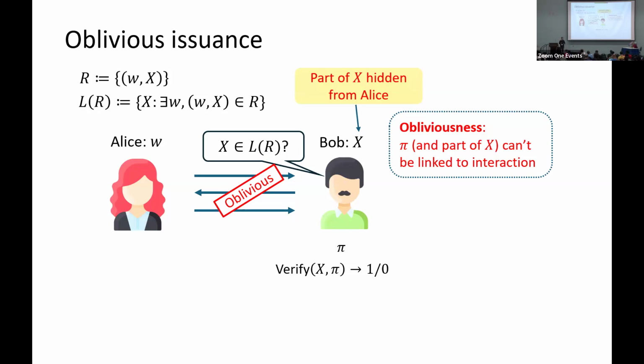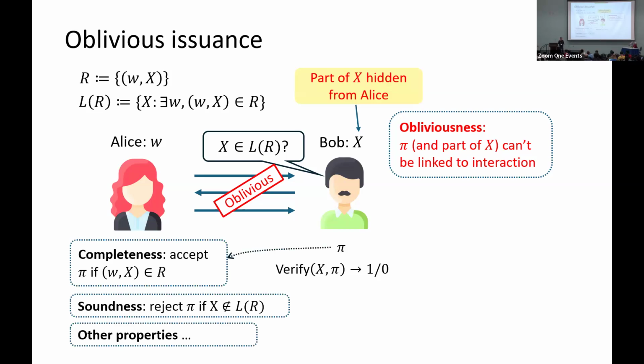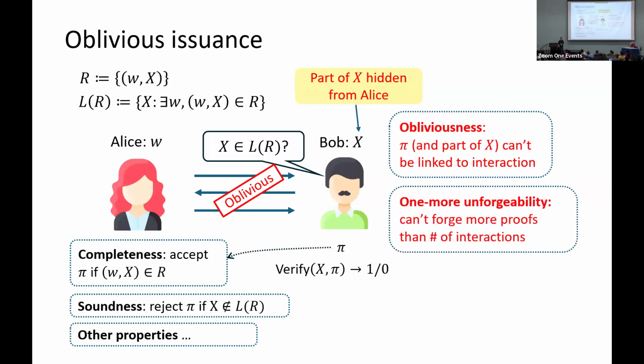This means that the proof and the hidden part of X cannot be linked to the interaction. And the proof here retains the same properties as before. Moreover, we require the protocol to be one-more unforgeable, which means that Bob cannot forge more proofs than the number of issuing interactions.